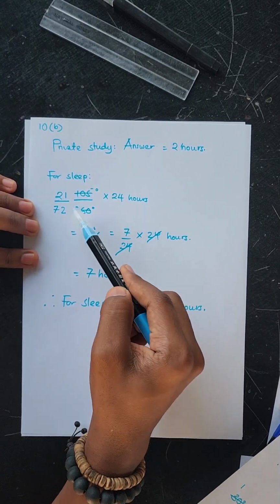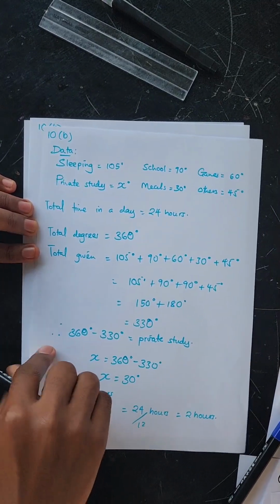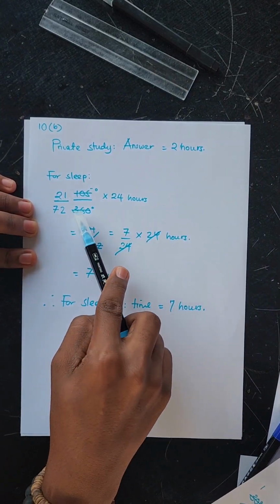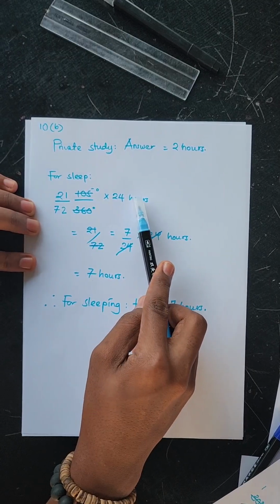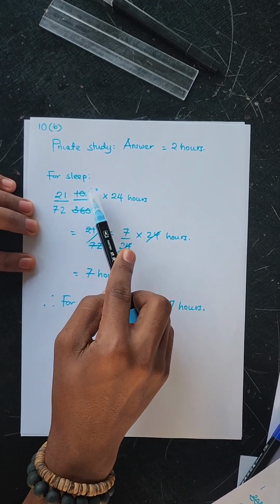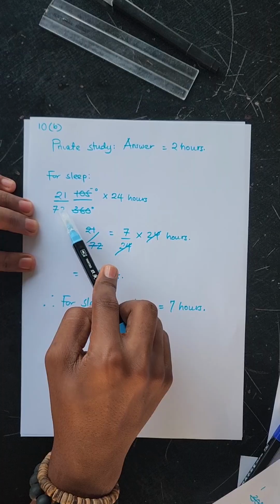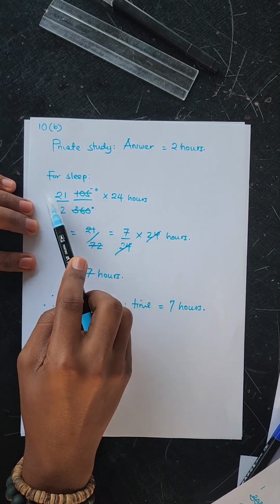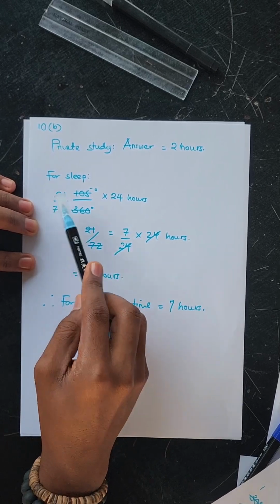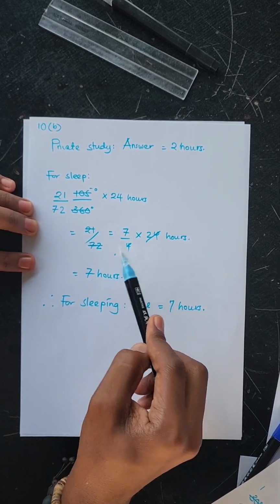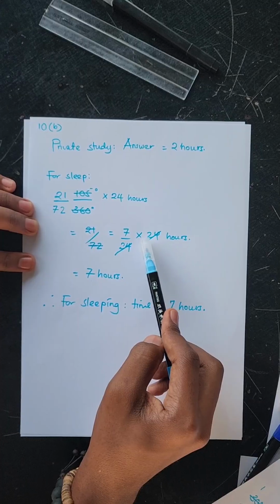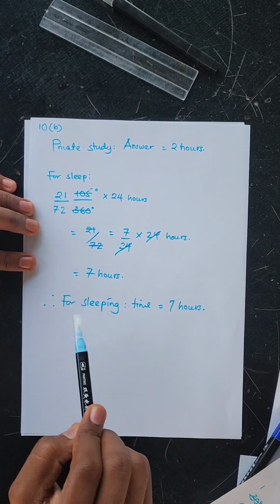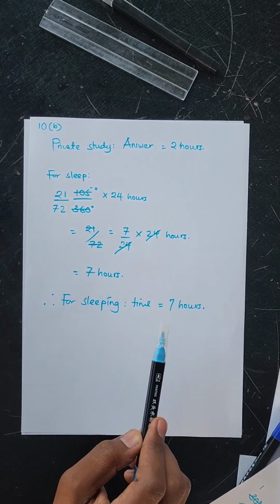For sleep, we need to take the degrees for sleep, which are given 105 degrees. So we divide that by the total number of degrees, which is 360, and we multiply it by 24 hours. So simplifying this by 5, we get 21, and by 5, we get 72. Then we simplify it by 3, we get 7 over 24. 24 and 24 will simplify, and we are left with 7 hours, which means that John uses 7 hours a day to sleep. Thank you.